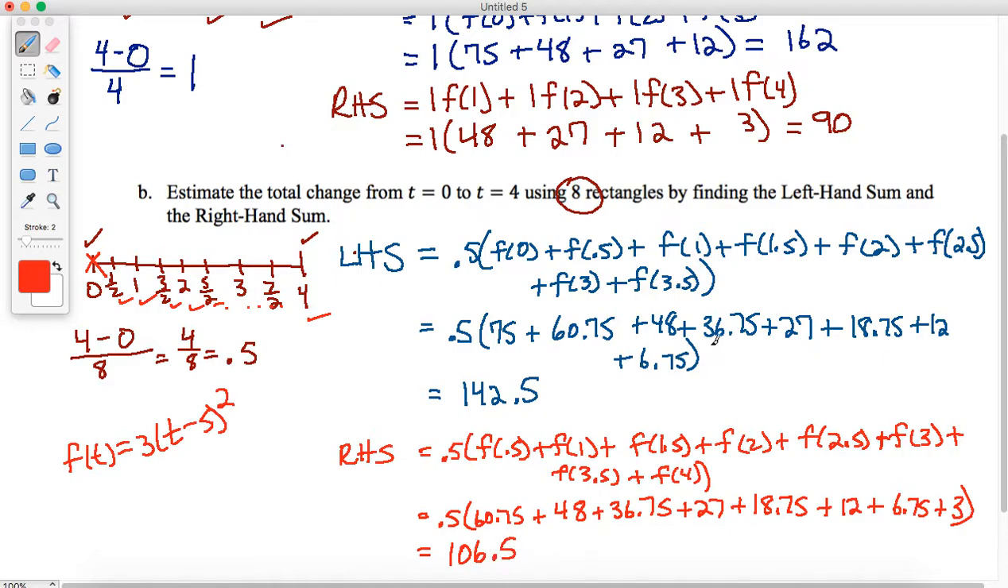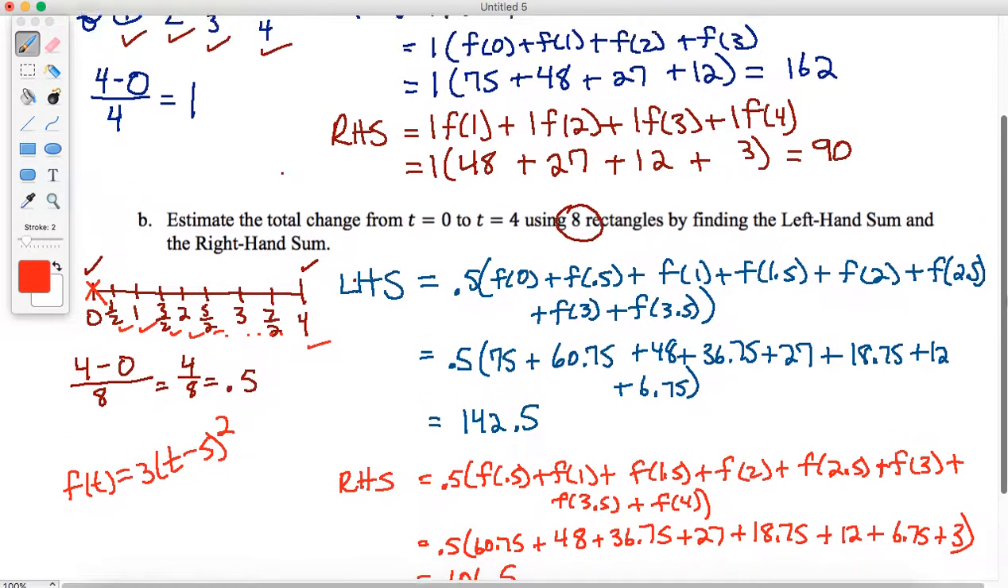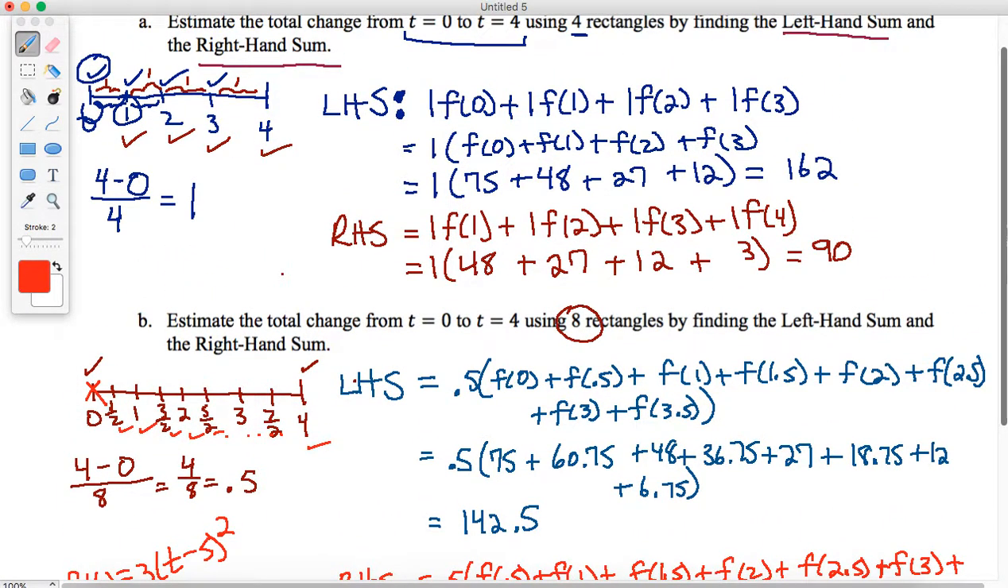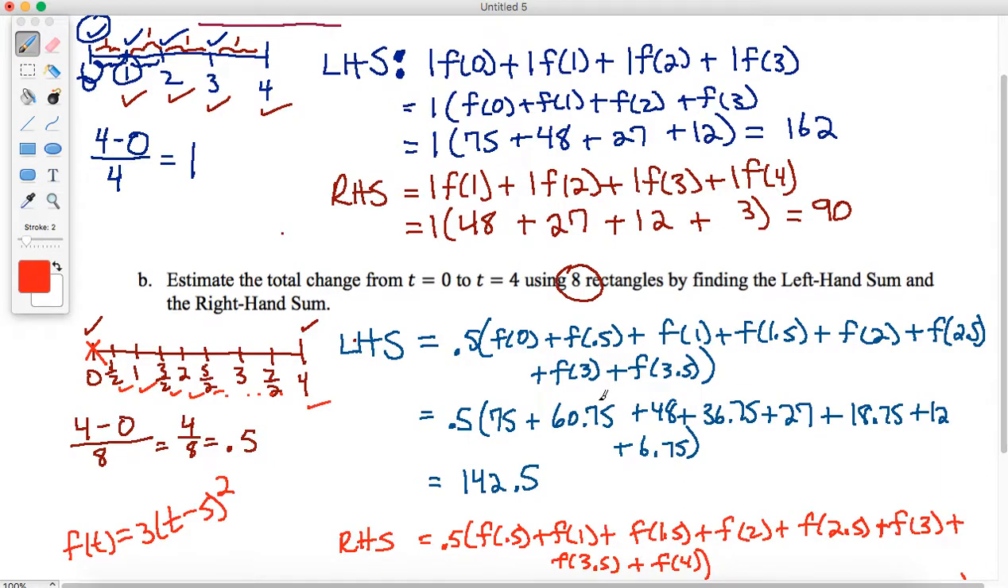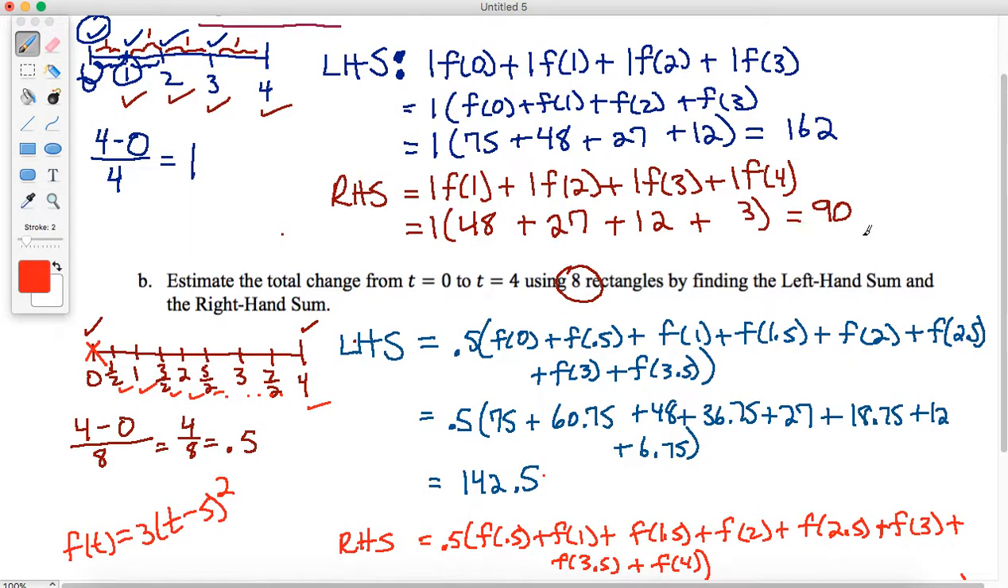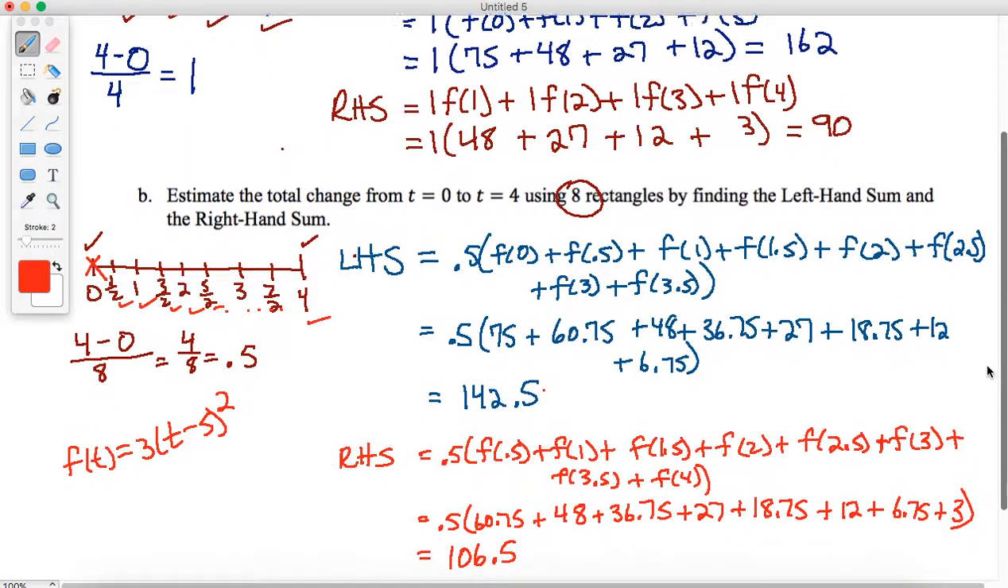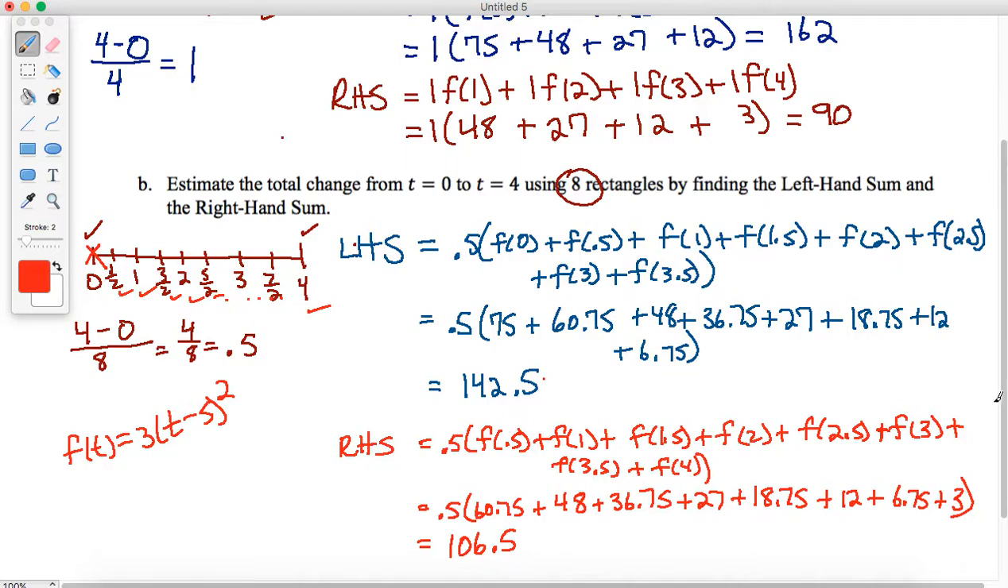As you can tell, when we use more rectangles, we are going to get different values here. When we did our left-hand sums, we got 162 when we did 4 rectangles, but we got 142.5 when we did 8 rectangles. When we did 4 rectangles, my right-hand sum was 90. When I did it with 8 rectangles, I got 106.5.